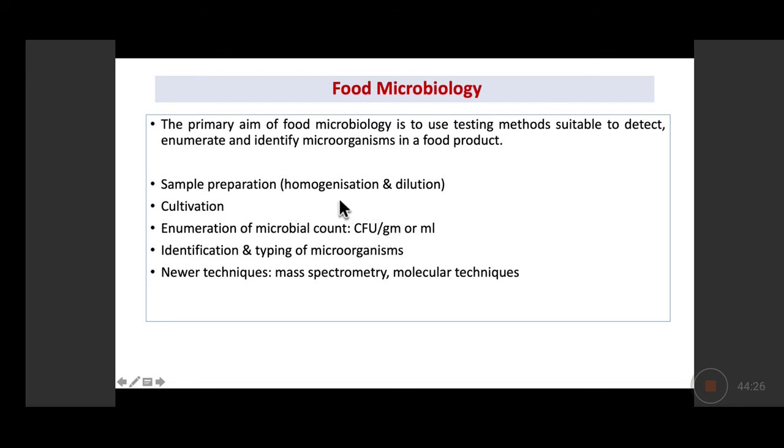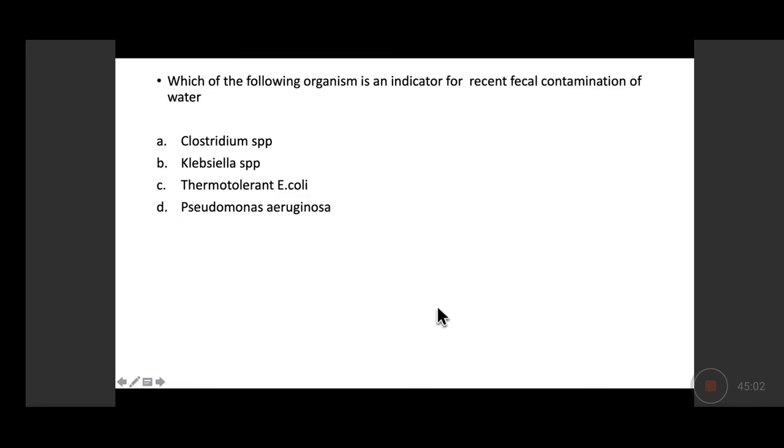Generally the sample preparation is done first, in which we homogenize the sample and dilute it. A conventional method is cultivation using enriched medium. We can also use selective medium, and then we can count the colony forming units, and then identify and type the microorganism. There are also certain newer techniques such as mass spectrometry or molecular techniques which can be used to detect these foodborne pathogens. So this was all about today's lecture.